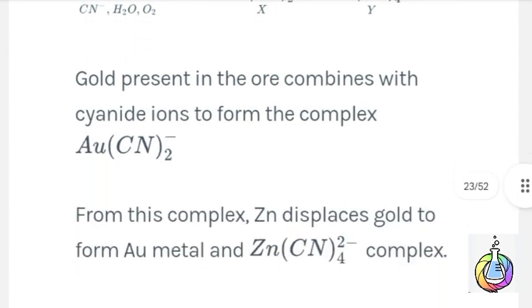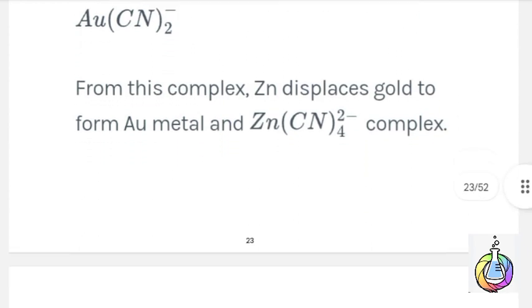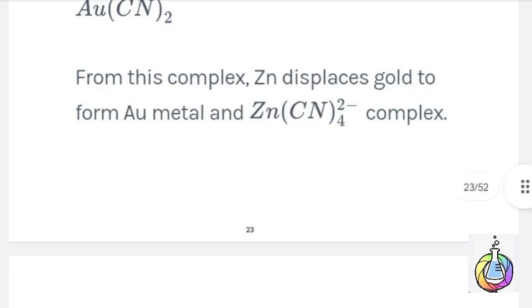Gold present in the ore combines with cyanide ions to form the complex Au(CN)2 negative. From this complex, zinc displaces gold to form Au metal and the Zn(CN)4 2 negative complex.